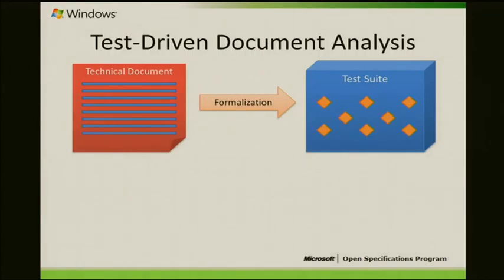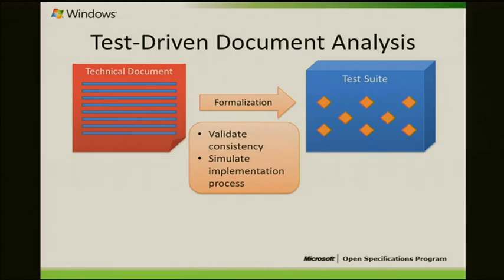So the main idea is that we started with a technical document, and through some formalization process, we end up with test suites. What we're interested in testing is, on one hand, we wanted to validate the consistency of a technical document. For example, we're interested in cases where the document says, under these circumstances, you should send message A, and later on it says, under these same circumstances, you don't need to send message A. That's one of the problems that we wanted to detect in our documents.